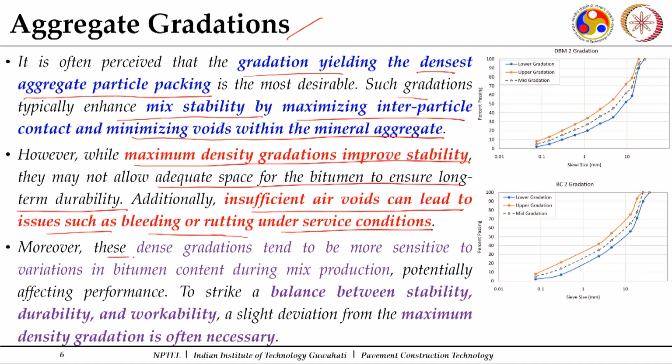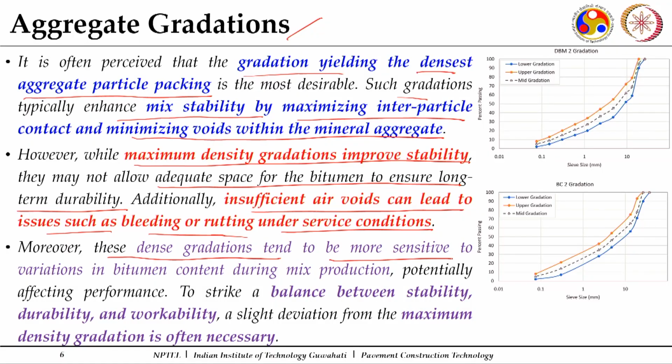So, we will always have dense gradations, but we will try to ensure that the gradation has an adequate amount of air voids to accommodate the required quantity of binder also. Even if the gradations are more dense, they are highly sensitive to variations in the binder content. This can happen specifically when you are doing production at the hot mix plant. There may be a slight variation.